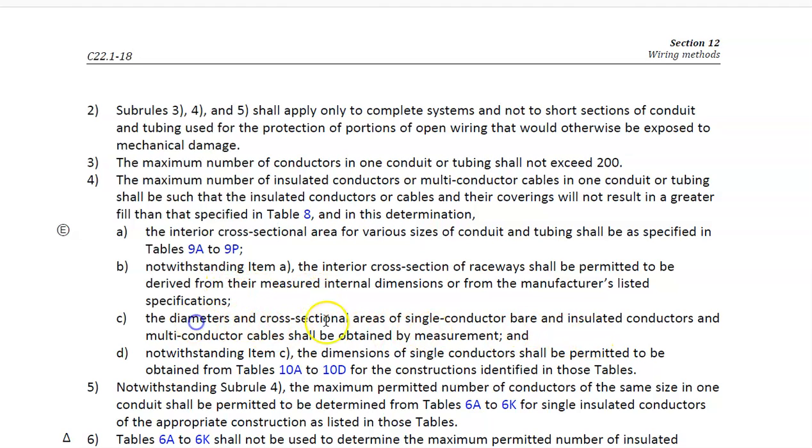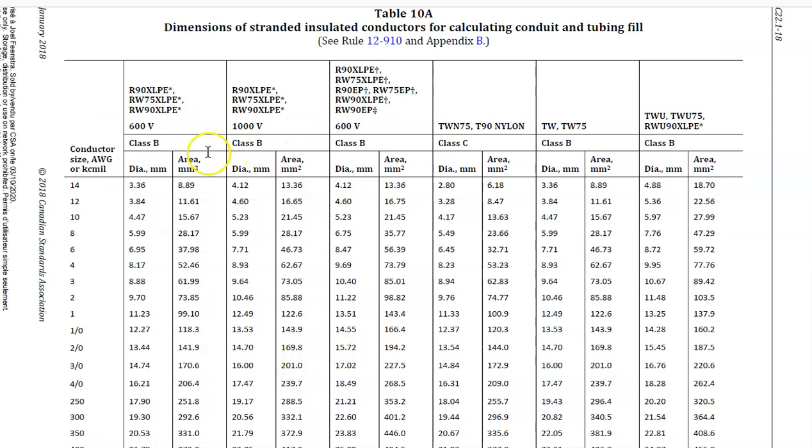Last of all, the diameters or cross-sectional areas of single conductor bare and insulated conductors shall be obtained by measurements. So we're supposed to measure each conductor. You guys all have calipers, I'm hoping? No, absolutely you don't have calipers. We don't do that. It says, notwithstanding item C, that's this section over here, the dimension of single conductors shall be permitted to be obtained from Tables 10A to 10D for the constructions identified in those tables. So you don't have to measure. It's saying you should measure, but you are allowed to just go to your tables over here and take your area out of those.